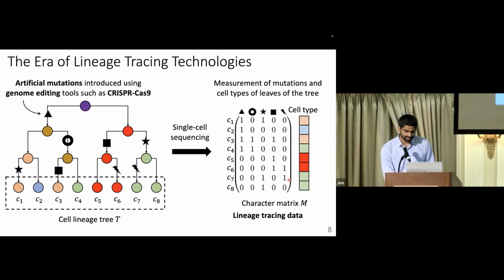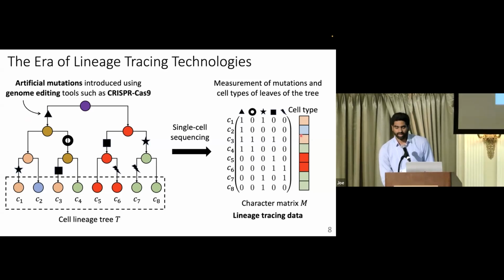The first is a matrix where each row is a cell and each column tells you something about the artificial mutations, the presence and absence of these mutations as they were introduced. And you also get the information about the cell type of these cells. It's important to note that you only measure this at the leaves of the cell lineage tree. And so now you need to use some computational method to recover the cell lineage tree from this data.